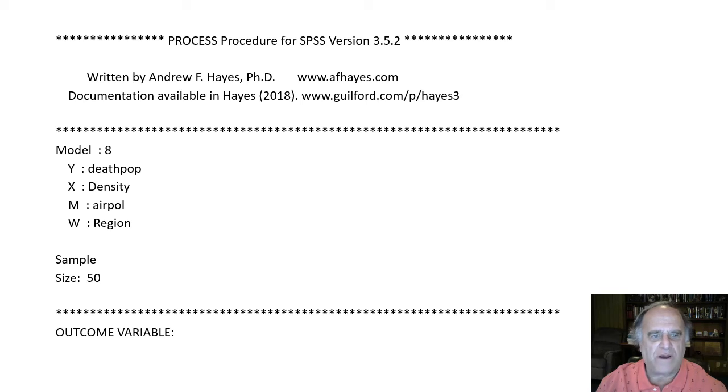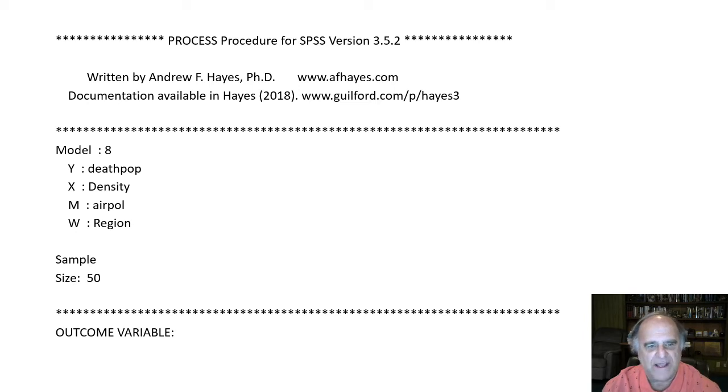We have one dependent variable or outcome variable or Y variable. In this case, it's COVID deaths. We have one independent variable or X variable, density. We have one mediator variable, air pollution. And then we have one moderator, region.